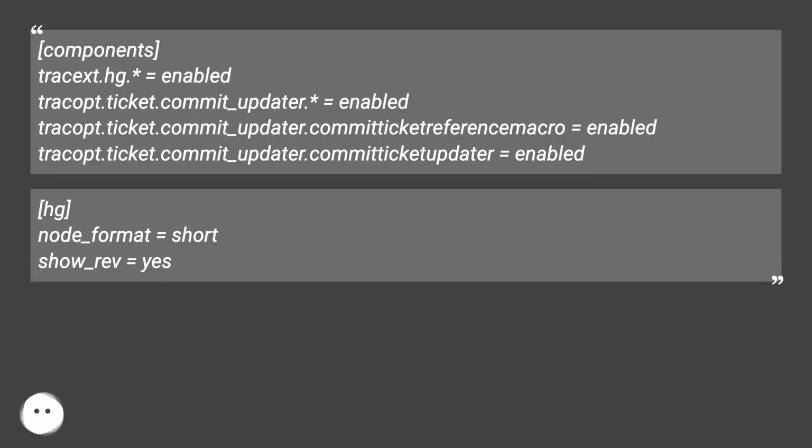trac.ini. Components: tracext.hg equals enabled, trac.ticket.commit_updater equals enabled, trac.ticket.commit_updater.committicketreferencemacro equals enabled, trac.ticket.commit_updater.CommitTicketUpdater equals enabled. hg: node_format equals short, show_rev equals yes.